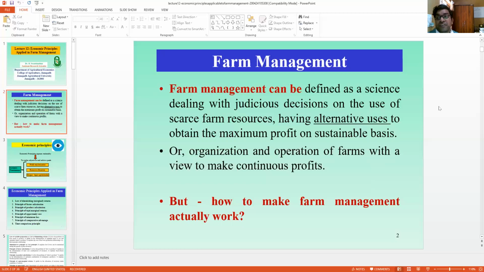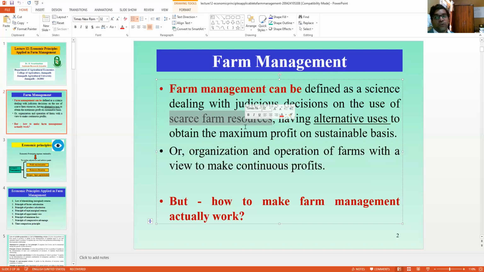And what is farm management? A farm has to be managed. How? By taking judicious decisions regarding the use of resources. Why do you have to take decisions about the use of resources? Because the resources are scarce and the resources have alternate uses. The same resource can be used for a number of alternatives.